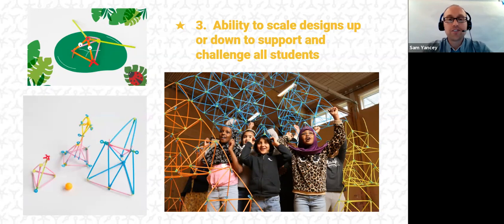with grants, grant readers want to see that you're serving a wide audience of students, and this is a great thing to emphasize in your grant, that this is a solution. Strawbees is a solution that you can really scale up or scale down to support all students in your school, regardless of age, ability, or background.